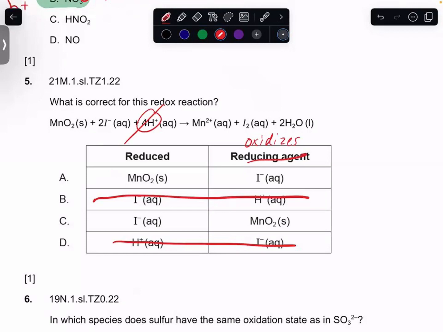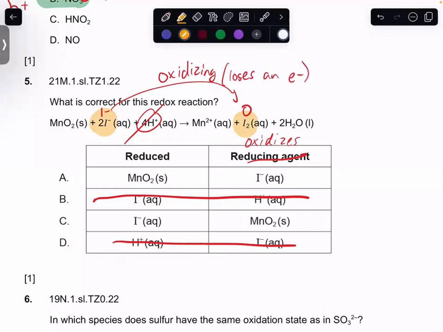I actually prefer to go to iodine for this one because iodine already has a charge here and has no charge here, and it's not bonded to anything. So in here, it's 1 minus. And here it's 0. That is an increase. That is oxidizing. Basically, it loses an electron. So therefore, wherever iodine oxidizes, being the reducing agent, is the answer, A.